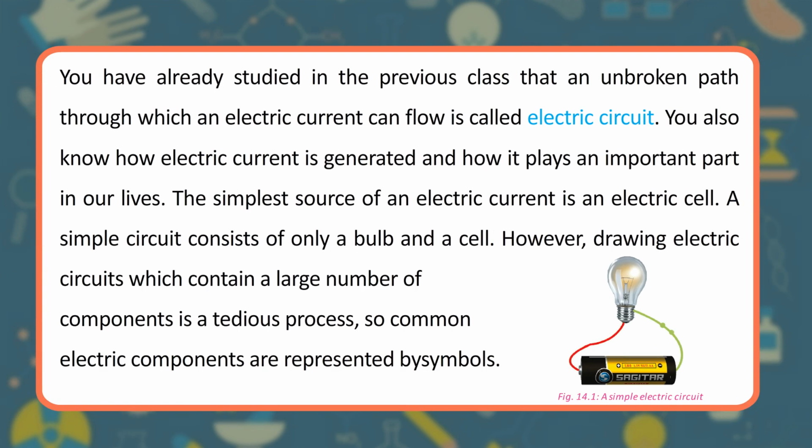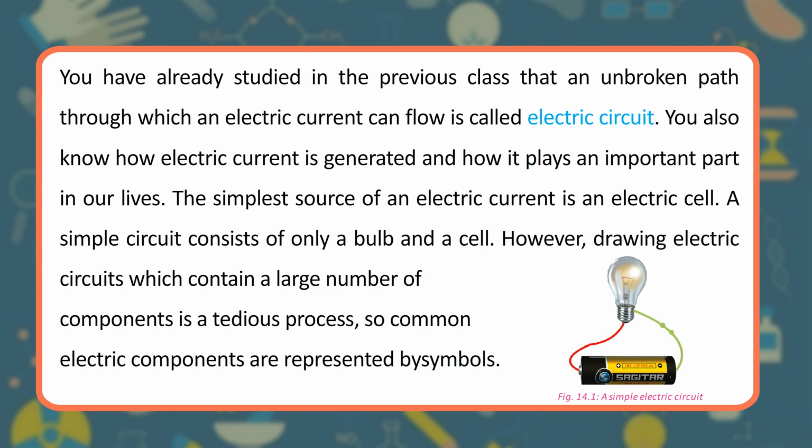You have already studied in the previous class that an unbroken path through which an electric current can flow is called an electric circuit. You also know how electric current is generated and how it plays an important part in our lives. The simplest source of an electric current is an electric cell. A simple circuit consists of only a bulb and a cell.